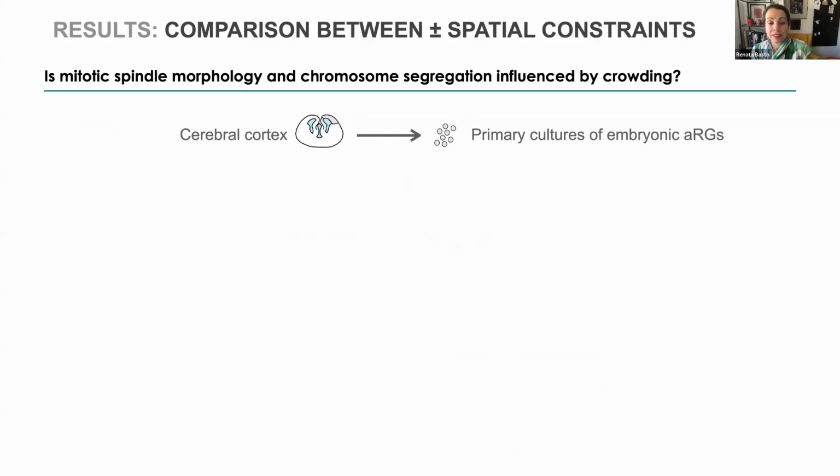We could not do this in vivo, at least not in an easy way in mice. And so what we decided to do is to invest in being able to have primary cultures of embryonic ARGs, which Vero manages to obtain by dissecting cerebral cortices. She can obtain embryonic brains from any developmental stage and treat them in a way to obtain ARGs that are then cultured in vitro.